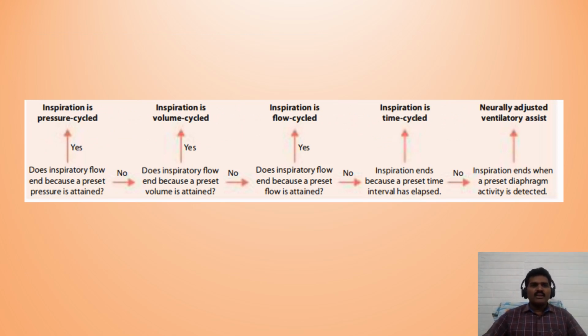Does the inspiratory flow end because the preset pressure is attained? Yes, the inspiration is pressure cycle. Does the inspiratory flow end because the preset volume is attained? Inspiration is volume cycle. Does the inspiratory flow end because the preset flow is attained? Inspiration is flow cycle. Inspiration ends because a preset time interval has elapsed: inspiration is time cycle. Inspiration ends when a preset diaphragmatic activity is detected: neurally adjusted ventilatory assist.